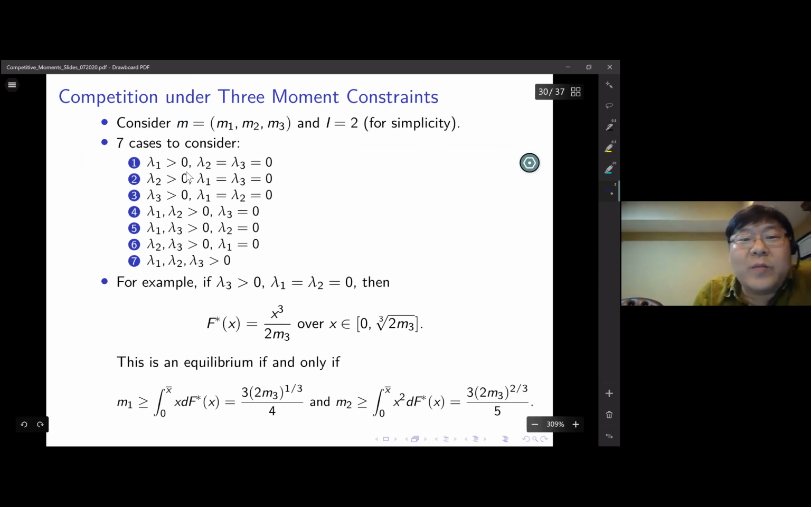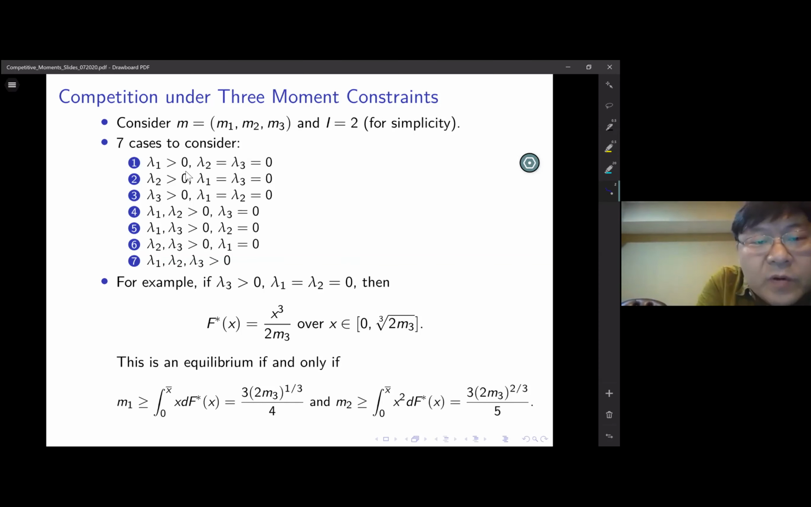Okay. So what if there are 3 moment constraints? For simplicity, suppose that I is equal to 2, so there are 2 players. Each lambda k can be either 0 or positive, but at least one of them must be strictly positive. So in total, we have these 7 cases. For each case, you can construct the equilibrium distribution, and then you can also find the range in which that is actually the equilibrium. Okay.